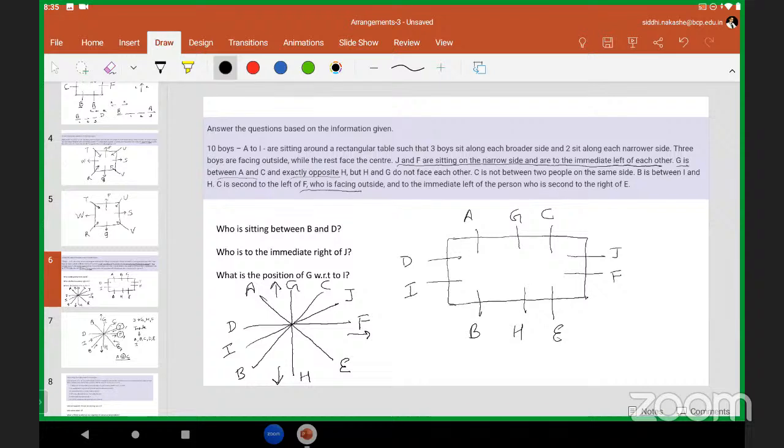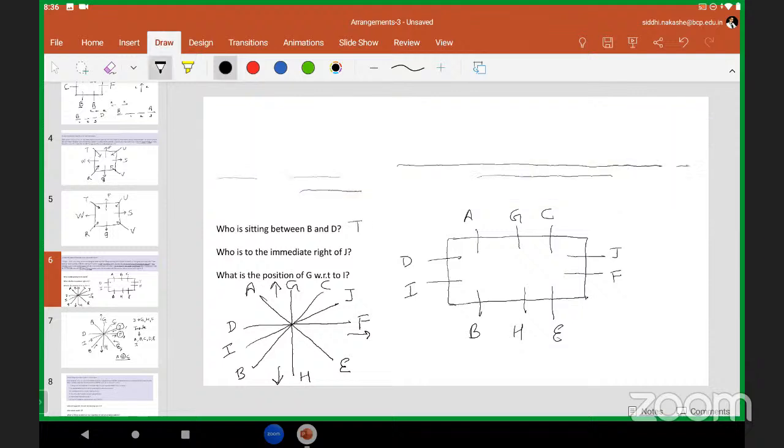Even this sentence gets satisfied: C is not between two people on the same side, which means G and J are not on the same side, but C is between them. Moving on to the questions: who is sitting between B and D? It is none other than I.